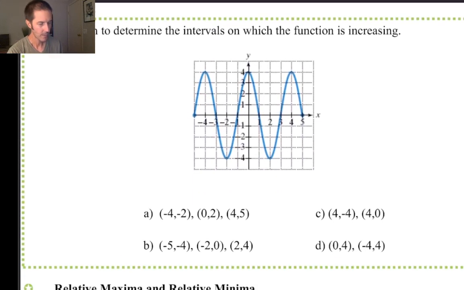And then use that ridiculous story in order to answer this question. Use the graph to determine the intervals on which the function is increasing. So draw your little friend onto your graph and have them march from left to right and keep track of when your friend is going uphill, increasing.